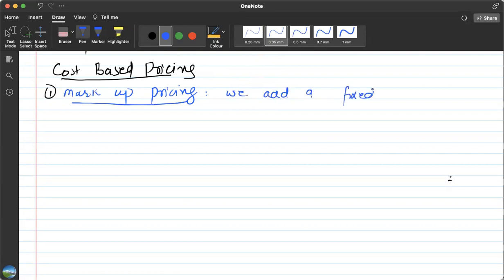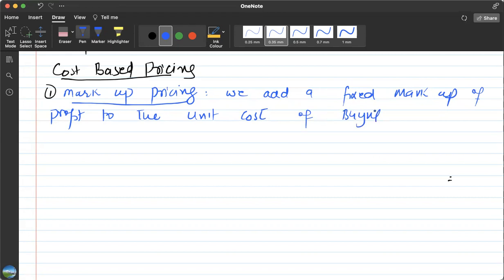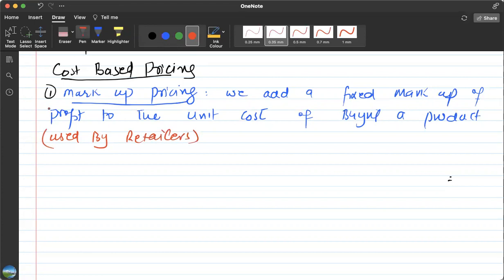We add a fixed markup of profit to the unit cost of buying a product. When we specify the term buying, it means the retailers are mostly using it. Used by retailers mostly.